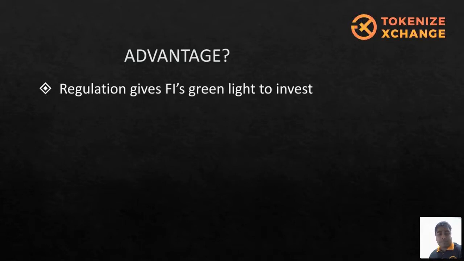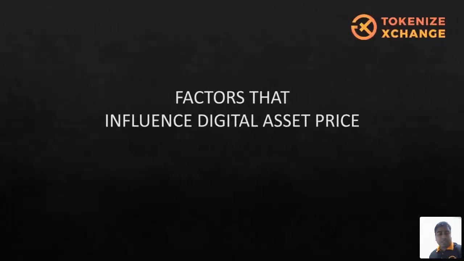And moving on. Okay, so let's move into the factors that influence digital asset price movement. Okay, the topic which we'll be covering today. So anyone has any idea why Bitcoin price is going up, why Bitcoin price is going down, right? What is basically the main factor that influences the digital asset price? Anybody feel free to share your views.